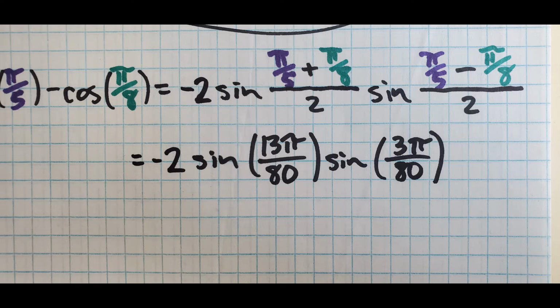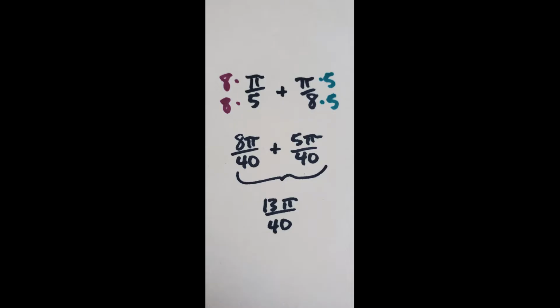Now, let me show you exactly how I got that. Pi over 5 times 8s, pi over 8 times 5s. You end up with 8 pi over 40 plus 5 pi over 40. Well, that's 13 pi's over 40. And that's how I got that first part.